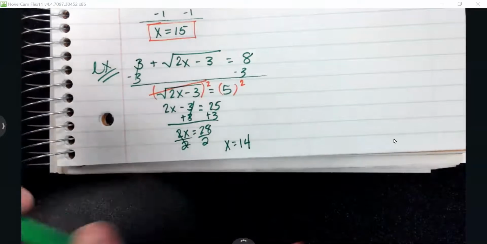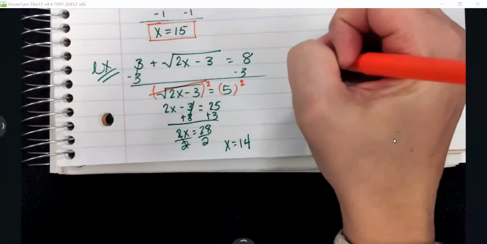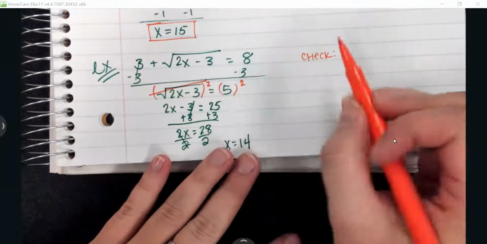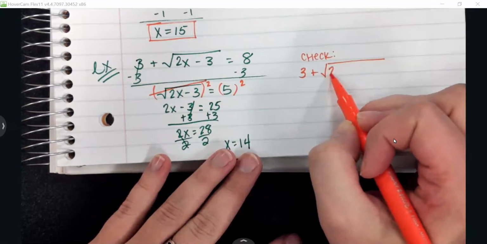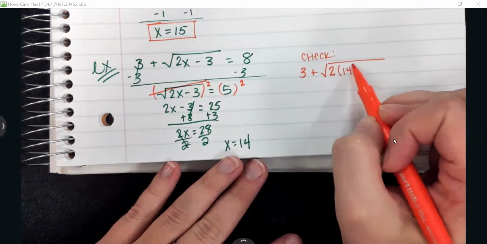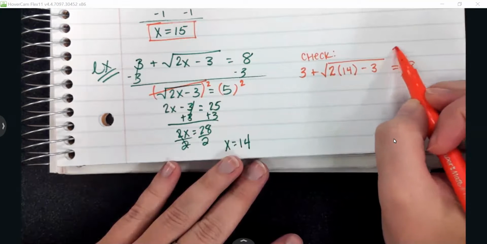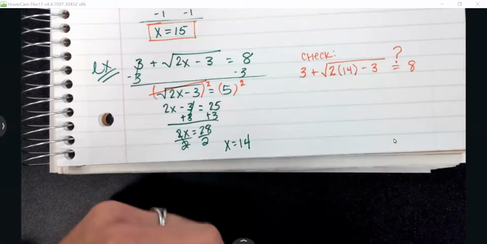Before I draw the box, I have to go check my work with the original. So 3 plus the square root of 2. Instead of x, what's going to go there? 14 minus 3 equals 8. It's a big question mark. Is that true? Does it equal 8?